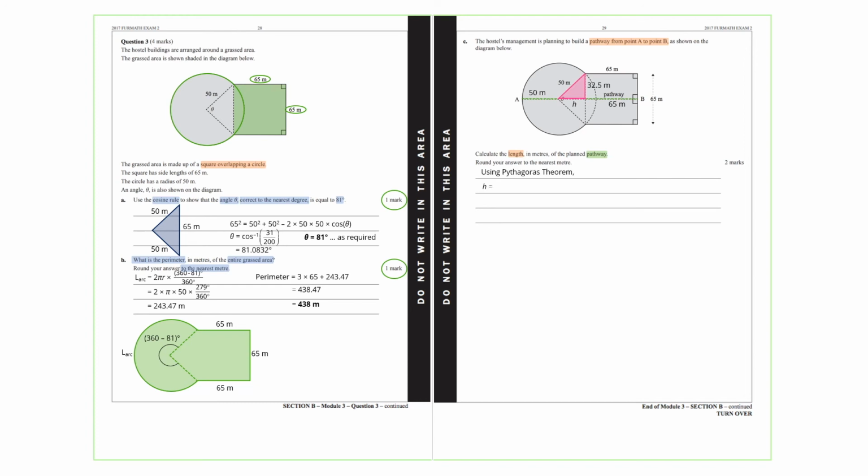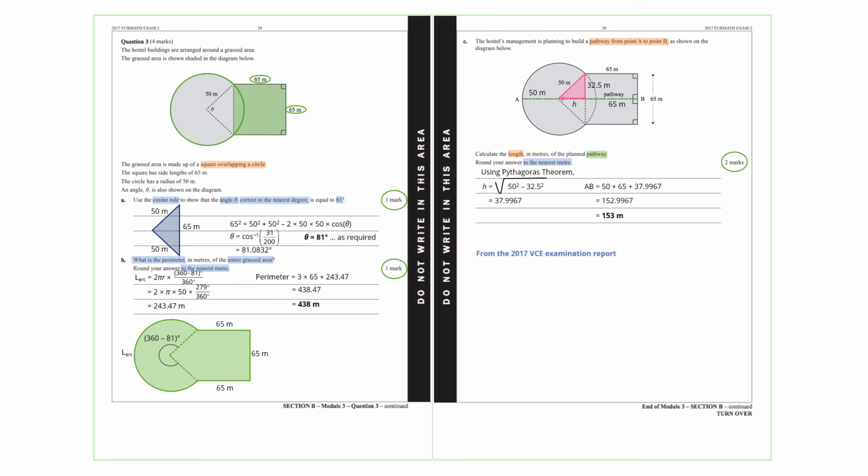h equals the square root of 50 squared minus 32.5 squared, which is 37.9967. So AB equals 50 plus 65 plus 37.9967, which is 153 meters, correct to the nearest meter. This question is worth 2 marks. 1 mark would be for the correct answer, and another mark for an additional correct step.